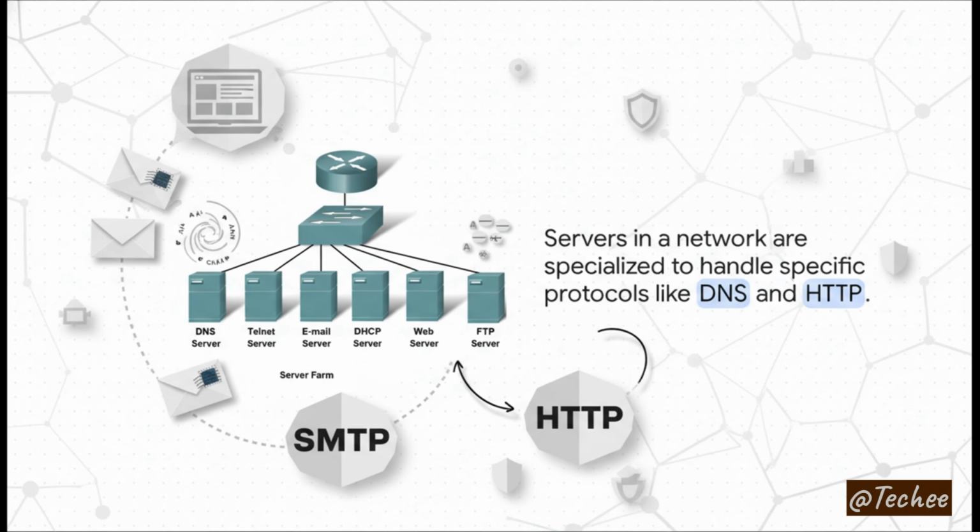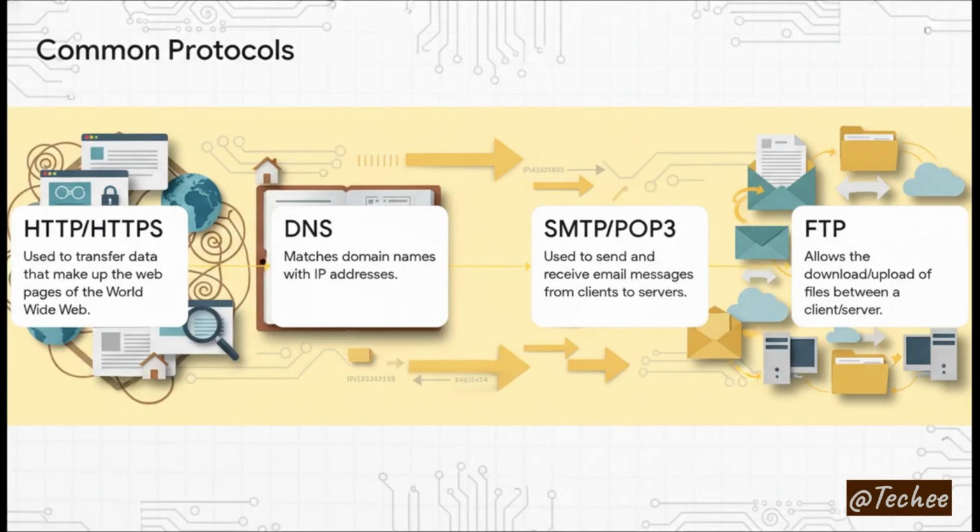Every task has its own special, optimized protocol to make sure things get done right. Let's just quickly run through the big ones you use every day without even thinking about it. First, you have HTTP and its secure big brother, HTTPS. That's the foundation of the web. Then there's DNS, the domain name system. Think of it as the internet's giant address book. It turns a name you can read into a number the computer can use.